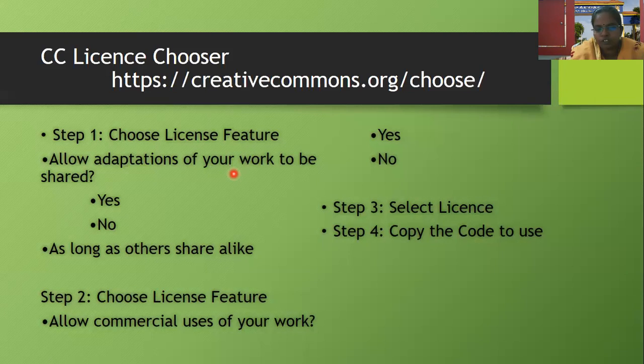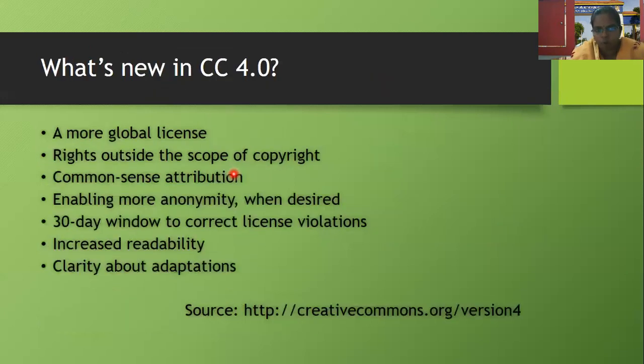Then the second step is choose license feature: allow commercial uses of your work. You choose yes or no. Then the third step is select license. Then the fourth step is copy the code to use. So whichever material you want to create the license for, follow these 4 steps, and you can easily create the code and share it with the material you want to share.